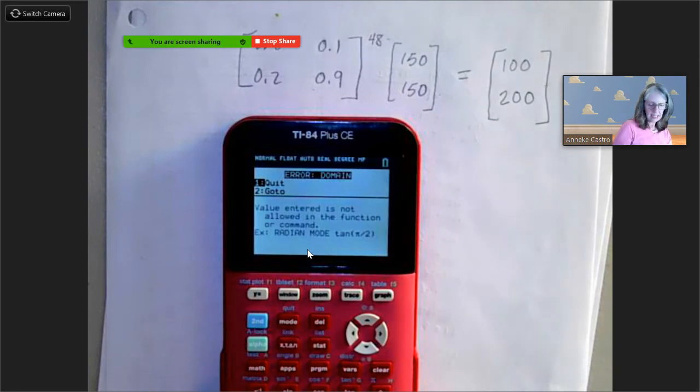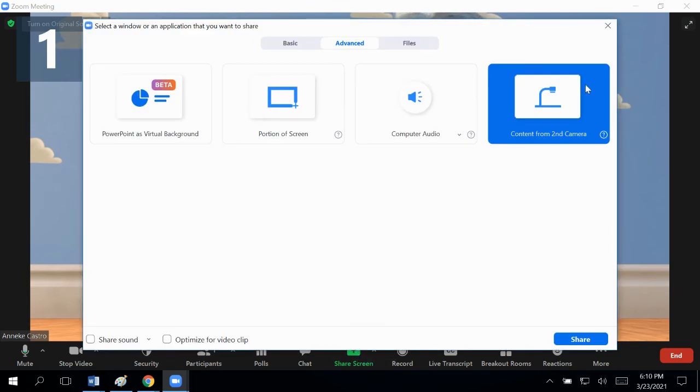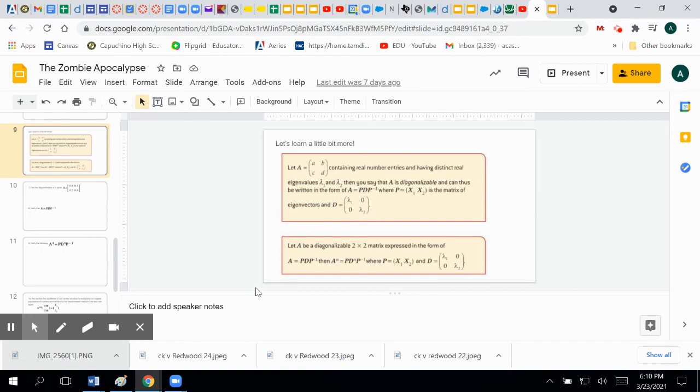So this is why we have the next thing in the problem. This is why we have the diagonalization issue. Okay, I need to minimize this. Here we go. If I go back to this, diagonalization of a matrix allows you to take the matrix, say A, to a really high exponent.